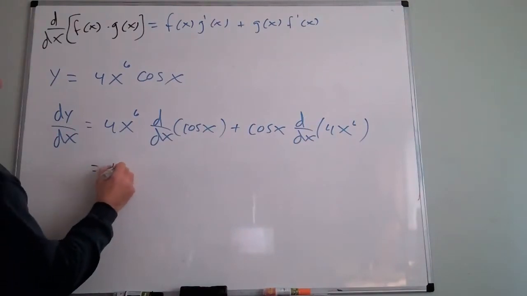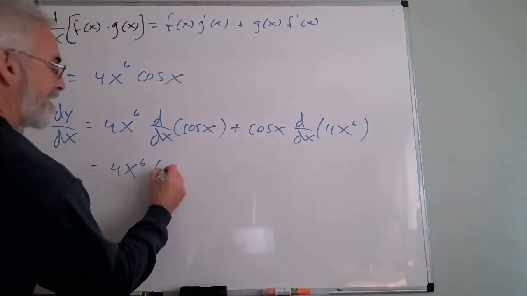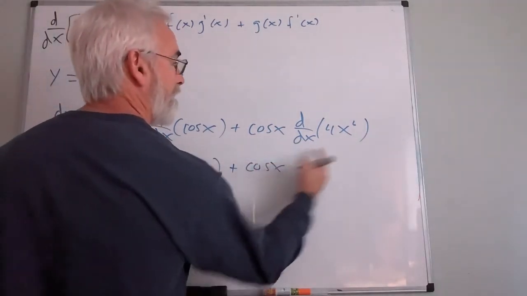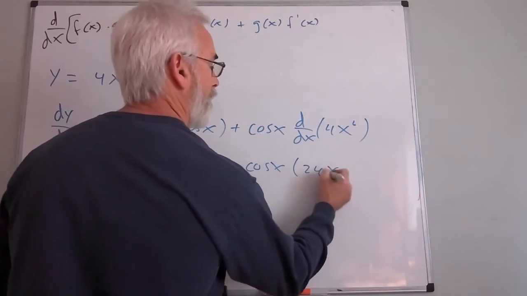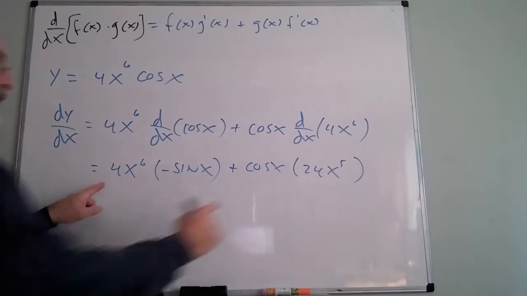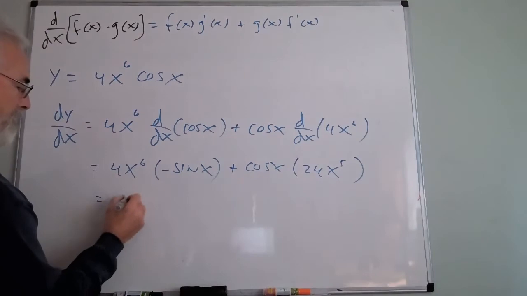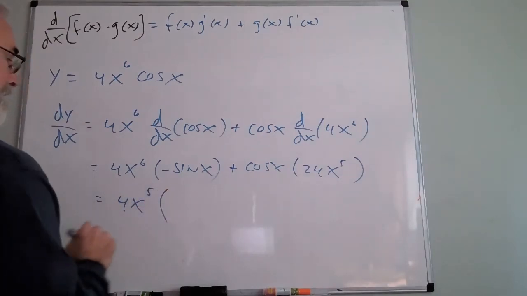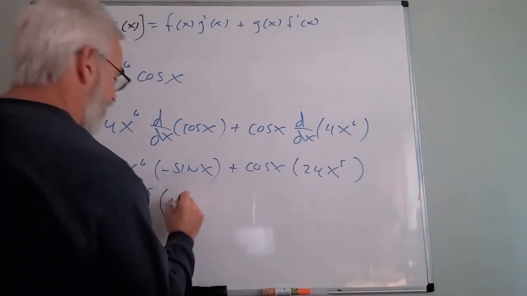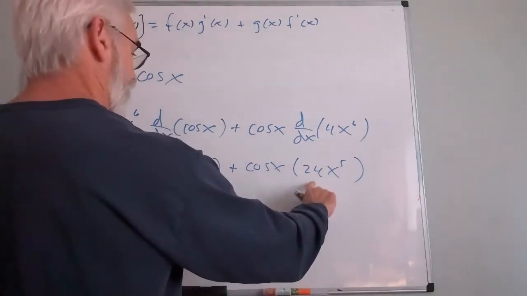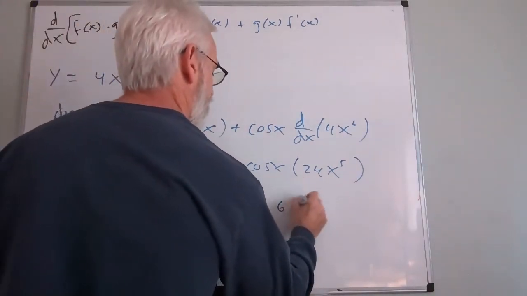So this would be 4x to the 6th times the negative of the sine function plus cosine times 24x to the 5th. Now, do I have any common factors here? Well, definitely an x to the 5th, and with the 4 and the 24, probably a 4. So how about 4x to the 5th? Now, what's left? I've got an x, I've got a negative sign, so negative x sine x. And then over here, looks like just a 6, so plus 6 cosine.